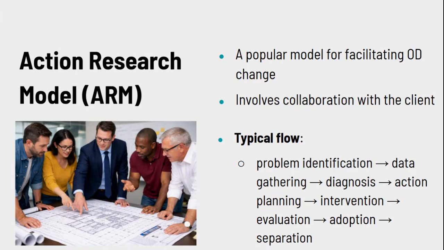In this model, intervention is not the first step. The early work, which is data gathering and diagnosis, is essential because it helps us avoid treating symptoms. ARM also includes what happens after implementation, which is evaluation, adoption, meaning the organization takes ownership, and then separation, where the OD practitioner gradually exits as the organization becomes capable of sustaining the change.